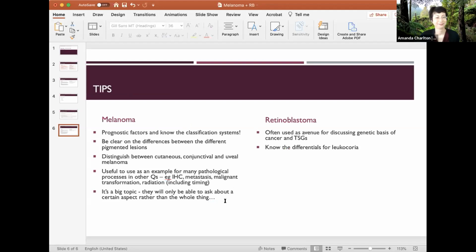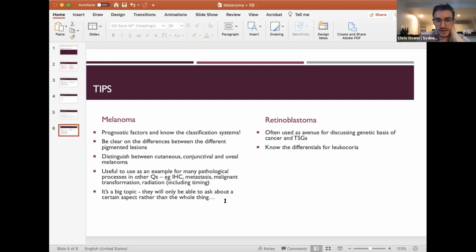So in terms of tips for melanoma, know the prognostic factors. They seem to come up the most commonly, and the classifications. Be clear on the different types of pigmented lesions, so a nevus versus a melanocytoma versus a melanoma, and the differences between them, and the melanoma on different parts of the body. Then you can use it as a base for a lot of different questions, and they seem to pop up as well. But they won't really ask you about everything because it's such a big topic.